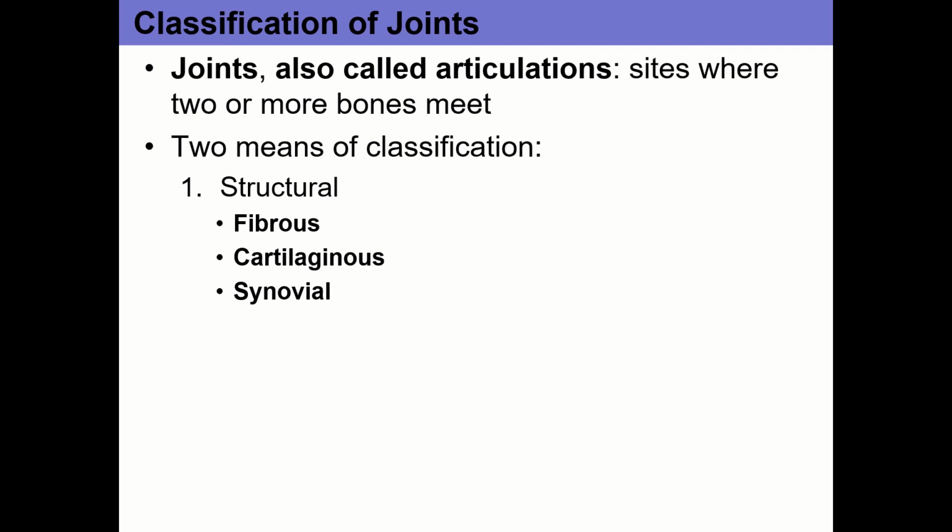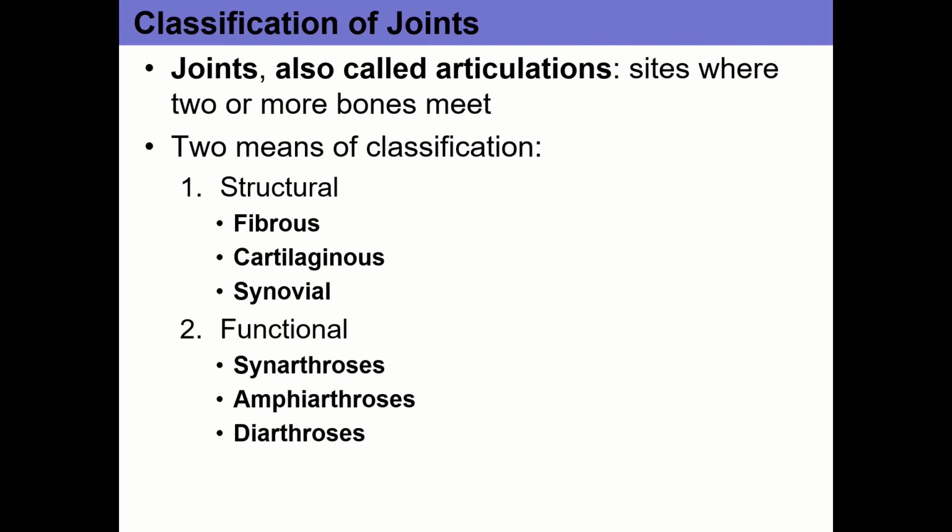In the case of cartilaginous joints, you've got a cartilage plate of some kind that connects two bones, or two parts of the same bone in some cases. And then with synovial joints, you've got a joint space and a joint capsule. There are other things that are inherent to synovial joints, but those are kind of the big two.